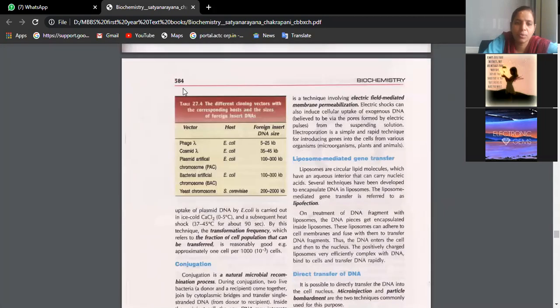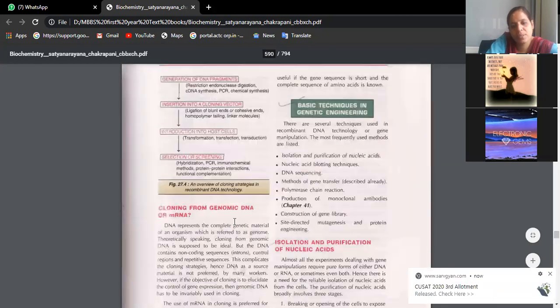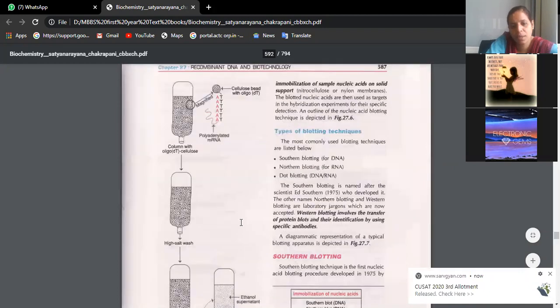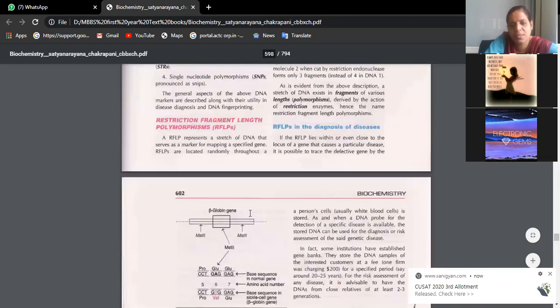After that, I want you to take a screenshot or page number of this also. Suppose you are using bacteriophage, E. coli is the host, and the size we can synthesize is 5 to 25 kilo base pairs. Yeast chromosome, and this is the host. This is one of the bacteria. It can synthesize quite a big size, 200 to 2000 kilo base pairs, like that. Now you will have a list also of what the diseases are and what can be treated. A very big table is there, and we can be choosy, like 5 to 6 examples are enough.